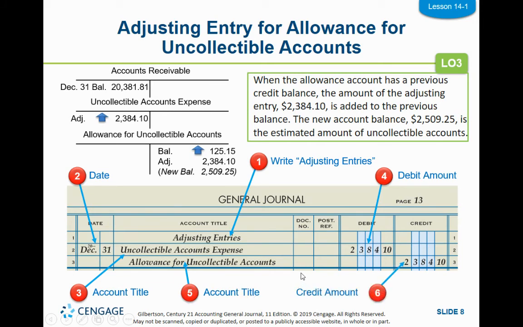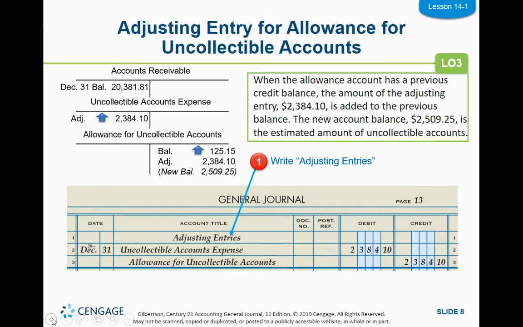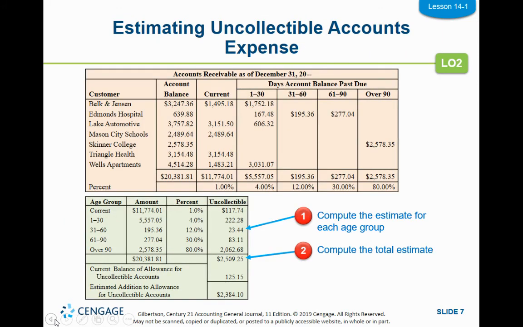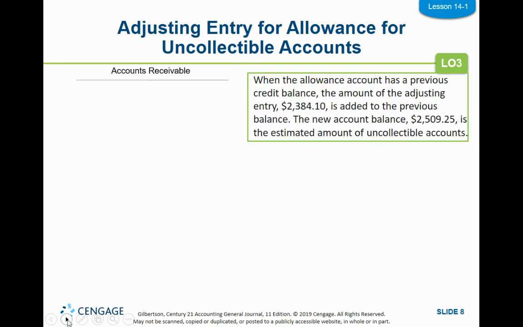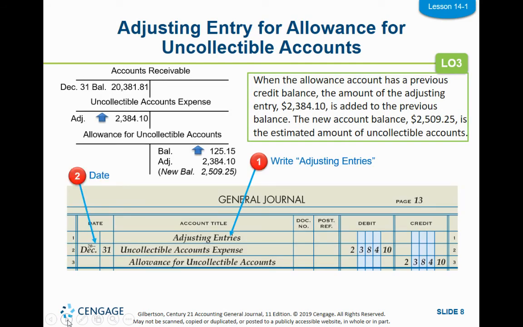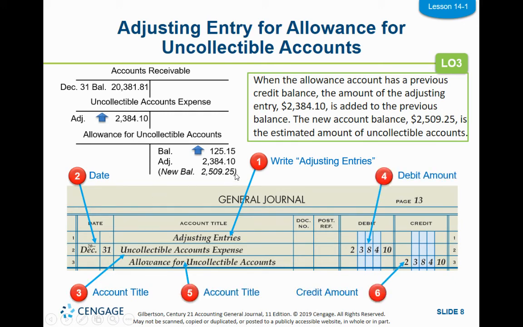And what that is going to do is it's going to take that amount that we did back here on our little chart right here. It's going to take that amount and add it into our allowance for uncollectible accounts, so that that account comes up to date for what our estimate was, which was $25,009.25.